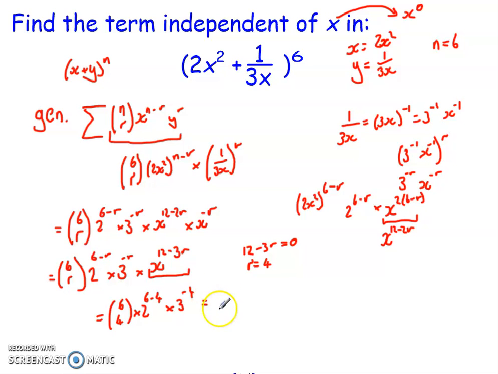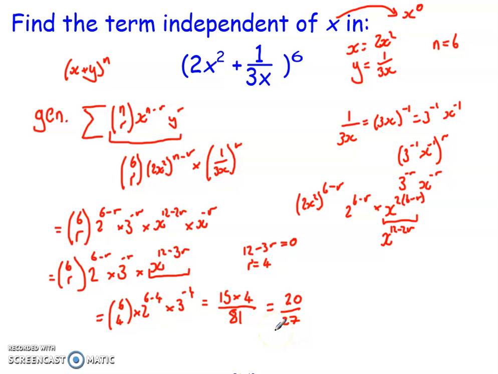So if I do that, my 6 choose 4, that's going to give me 15. My 2 to the power of 6 minus 4, well, 6 minus 4 is 2, so it's 2 squared. So that's going to then be times 4. I can then look at my 3 to the power of negative 4. Well, that's the equivalent of 1 over 3 to the 4. 3 to the power of 4 is 81. So I've then got 15 times 4 over 81. If I do that and then I simplify as much as I can, what I get is 20 over 27. So that there would be the term independent of x, i.e.